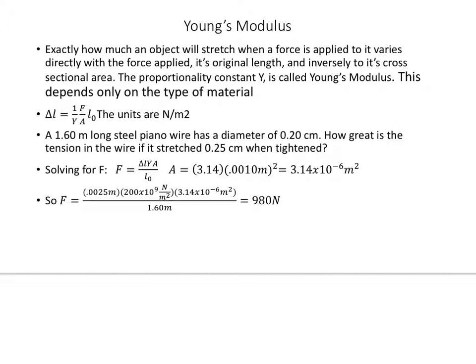So now we can use the formula. The increase in length is how much it stretched, 0.25 centimeters or 0.0025 meters. This is Young's modulus for steel. You can look this up on the table in your book. Here is the cross-sectional area, and then this was the original length, 1.6 meters. And so we solve for F, and it comes out to be 980 newtons.